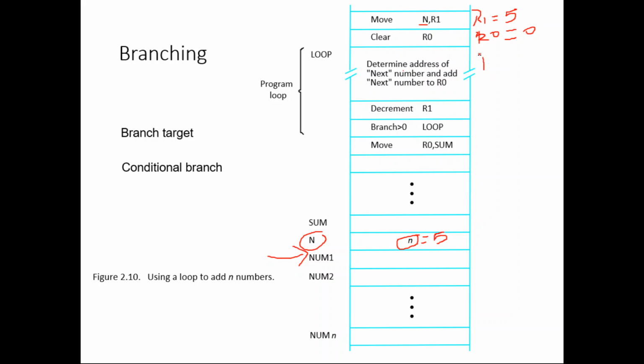So what will R0 become? The next address is nothing but the value of num1. So R0 will become num1. Whatever content is in num1, that will be R0.